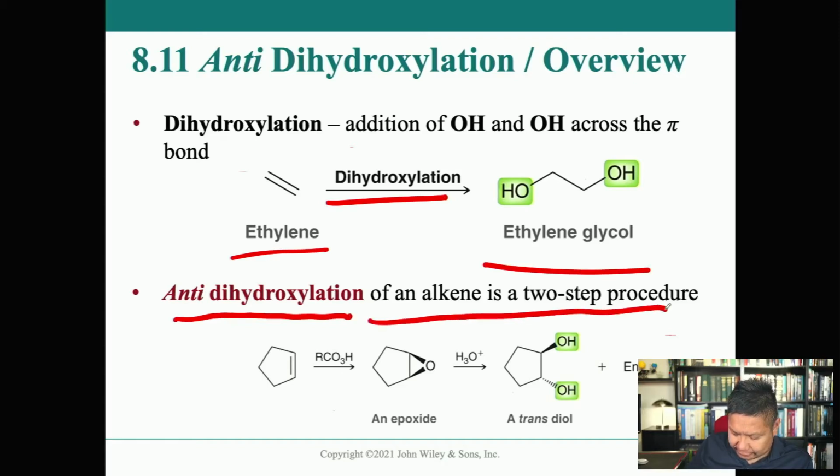Anti-dihydroxylation of an alkene is a two-step procedure, where you actually end up with this cool little bridged triangle, an epoxide, and you get the trans-diol. Notice here it is a trans-diol because you have the hydroxyls, or the alcohols, coming out at you and going into the paper.